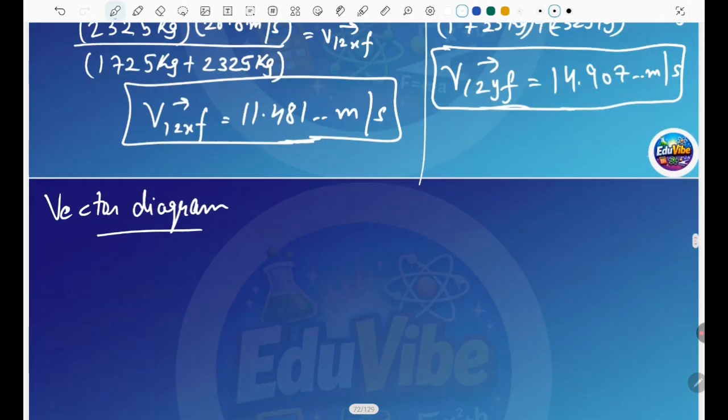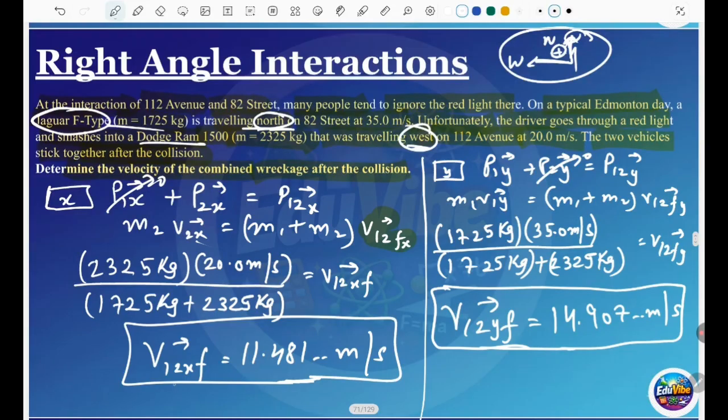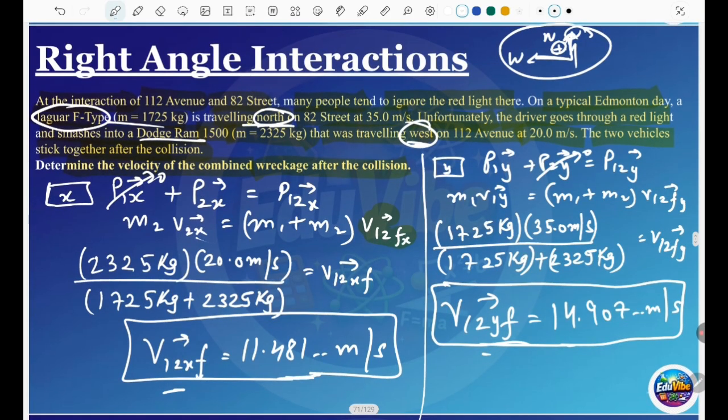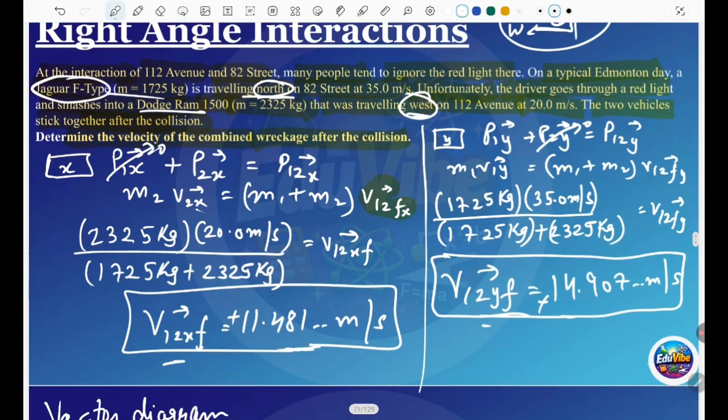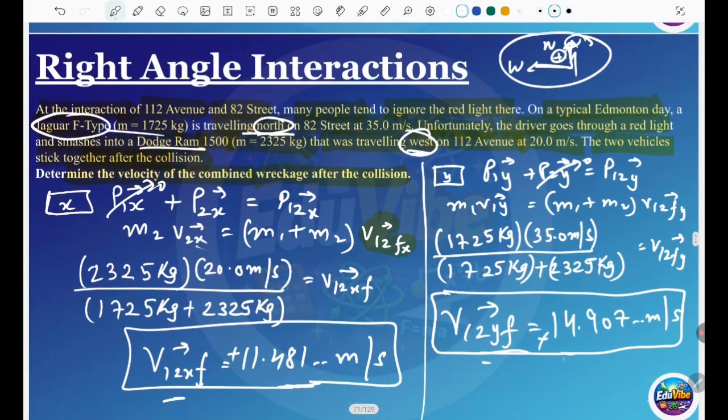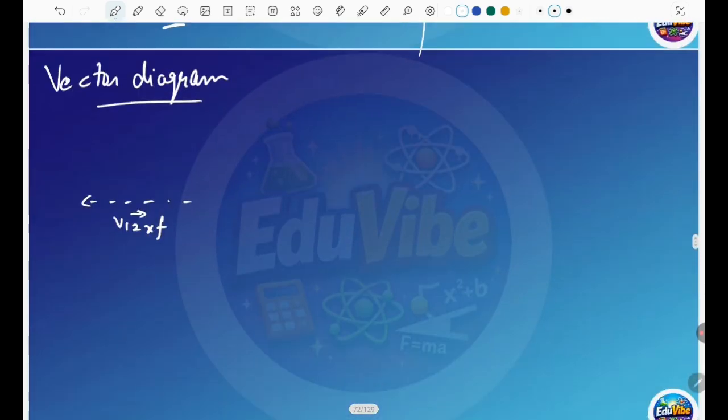The most important part is to correctly follow the x1 and the y1, and then from there we make the diagram. Here our v2xf is in the x direction, so this is positive. You have to remember the signs. This is positive and this is also positive, and the x direction goes to west. The dotted line is our v12xf. And our v12yf is also positive, going in the y direction, so it's north. North is positive in that case.